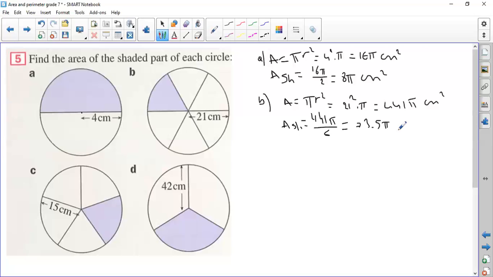Okay, in the same way, we'll find the others. This one is divided into 5 equal parts, and one of it is taken. And this one into 3 equal parts, and one of them is taken. So C and D will be your homework. In the same way, you are going to solve it. Okay, you will find the area of the circle, and then you'll divide into 5 here, and into 3 in this one. Okay, let's continue now with exercise 6.